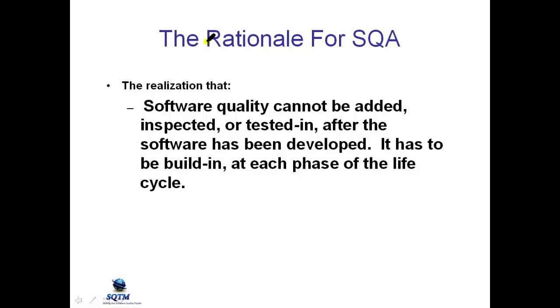As far as the rationale for software SQA, the realization that software quality cannot be added, inspected, or tested in after the software has been developed. It has to be built in at every phase of the life cycle. So you have to build in quality in the requirements phase, the design phase, the unit test, code and test phase. All of these phases have to have quality, and it's too late afterwards.